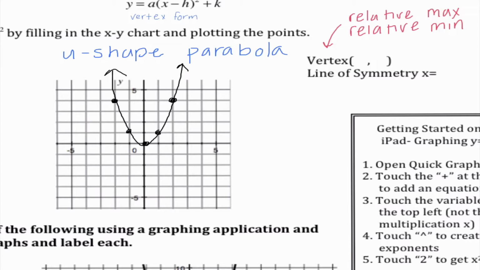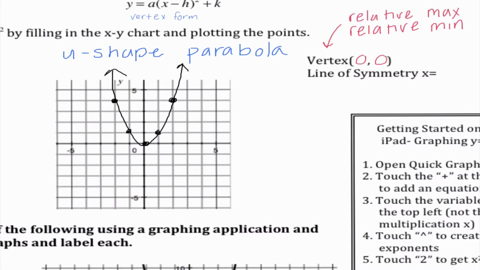So if we look back at our graph, I do not have a relative max because to the right it keeps increasing. It never comes back down to give us a highest point. To the left it keeps increasing as well and never comes back down. So we do not have a relative max here. Instead, we have what we call a relative minimum, and that vertex is the ordered pair (0, 0).